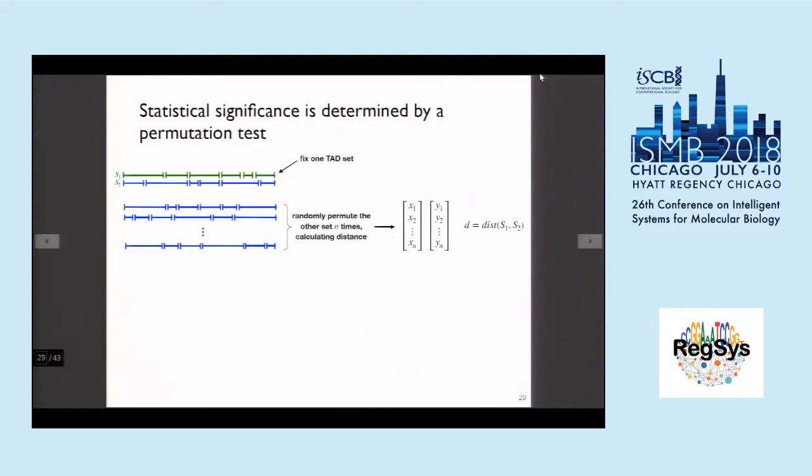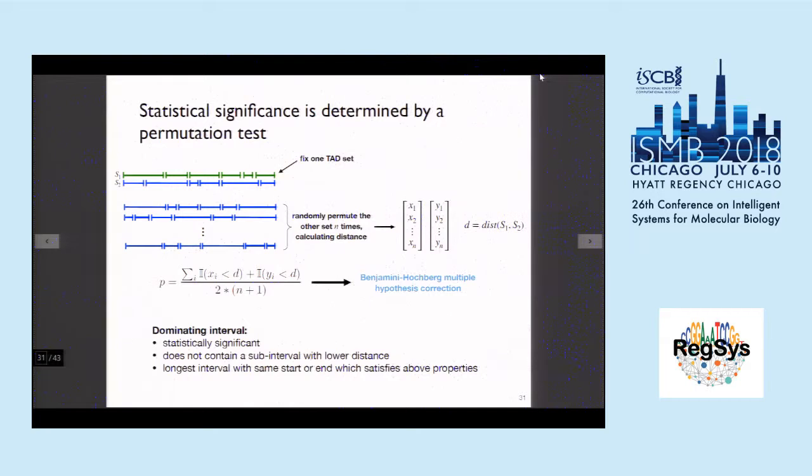So the other technical detail is our statistical significance test, which is just a permutation test. We fix one TAD set. So for every single subinterval, we fix one TAD set and then randomly permute the other set n times, computing the distance each time. And that gives you these two vectors of distance values, and you just want to count how many of those distances are less than our original. So if we randomly permute the TAD sets, how many times did we end up randomly getting a better match than we had originally? And then since we are testing lots and lots of possible subintervals, we use Benjamini-Hochberg to correct for multiple hypothesis issues.